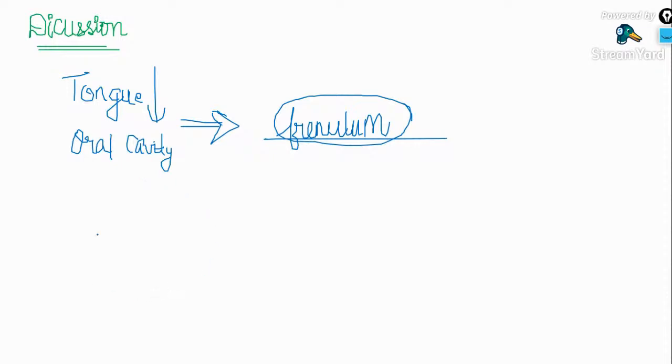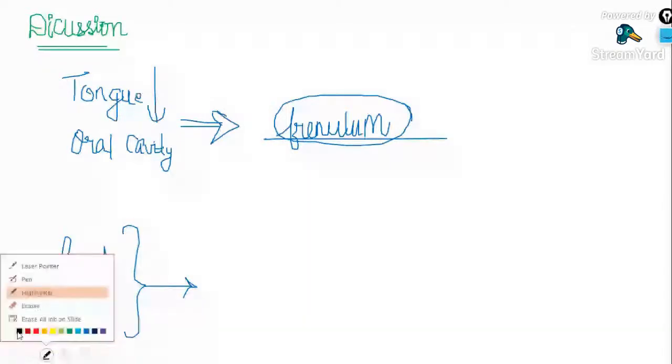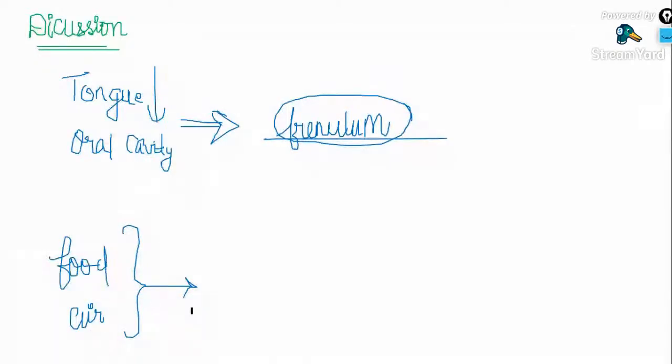Which serves as a common passage of food and air? Tell me. Which actually serves as a common passage of food and air? Absolutely, it is the pharynx.